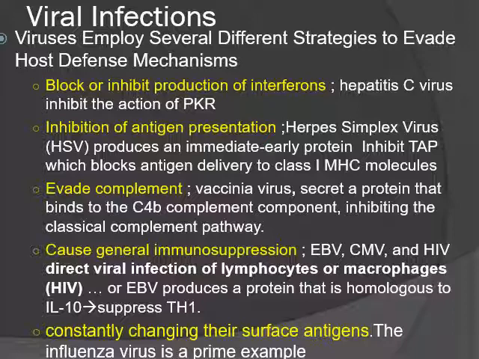شلون ممكن هاي تسويها؟ For instance إبشتاين بار فيروس اللي يسبب لنا مرض ال infectious mononucleosis produce a protein that is homologous to interleukin 10 اللي احنا نعرفه دائما يسوي down regulation للإميون سيستم. فبهالحالة راح يصير suppression للإميون سيستم و suppression cytokine production by T helper 1 subset، كلها أساليب used by the virus to evade the immune system, the attack by the immune system.